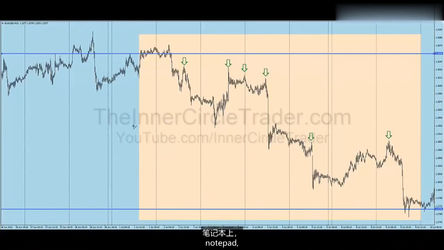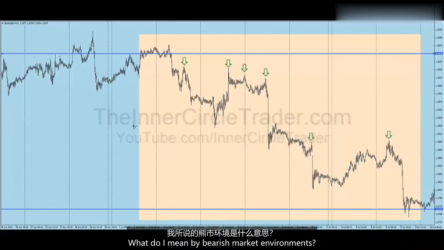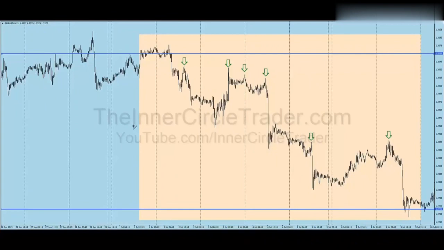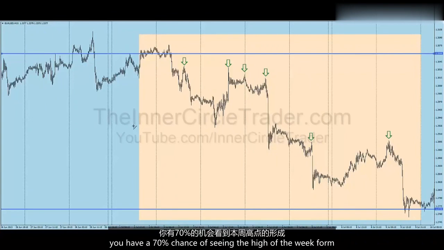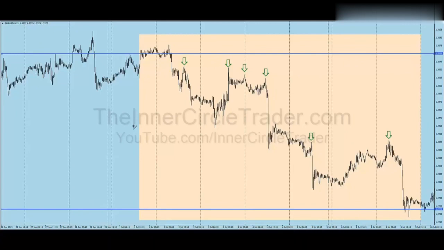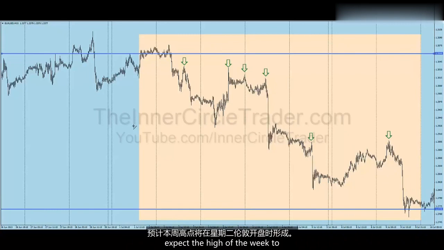On your notepad, write this very, very big, and underline it. In bearish market environments, what I mean by bearish market environments, if the daily chart is poised to move lower, you have a 70% chance of seeing the high of the week form by Tuesday's London Open. Okay, so if you have a bearish expectation on the marketplace, expect the high of the week to form by Tuesday's London Open.